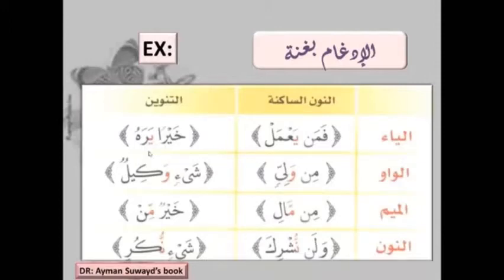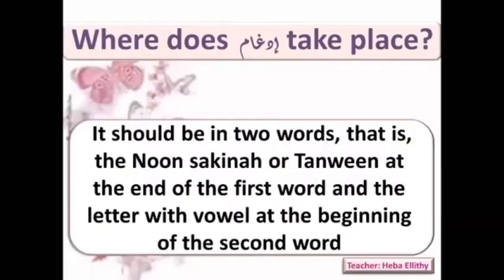Okay, so الغنة it's in between only. For the ميم, من مال. من مال. خير من. For the نون, ولن نشرك شيء نكر. Okay, inshallah this is clear for you. Let's go for our next part here.